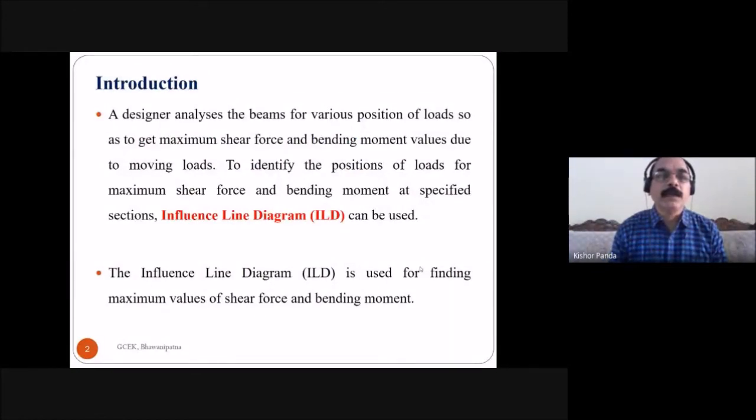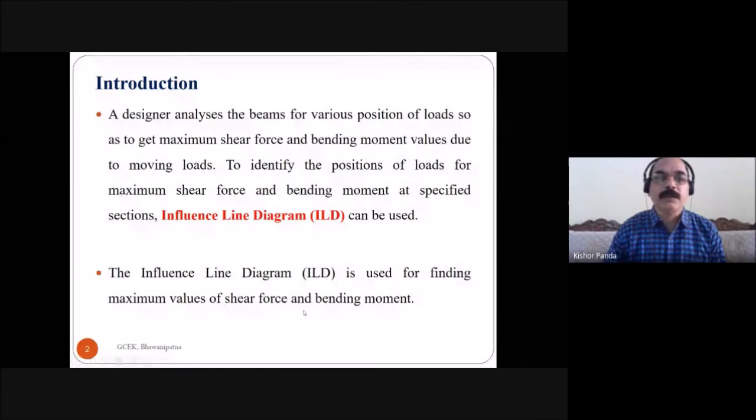A designer analyzes the beam for various positions of loads so as to get maximum shear force and bending moment values due to moving loads. To identify the position of loads for maximum shear force and bending moment at the specified sections, the influence line diagram can be used. So you have to draw the influence line diagram for maximum shear force and bending moment at a specified section. The influence line diagram is used for finding maximum values of shear force and bending moment.